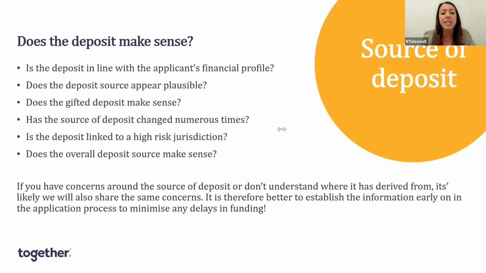And then, is the deposit linked to a high-risk jurisdiction? Can you obtain evidence to support that? Because, like I say, we most likely would require that. And to summarise, does the overall deposit make sense? As I said earlier, if not, why not? Because normally that can be an indicator. And what questions can you ask to mitigate concerns that you may have at first instance?